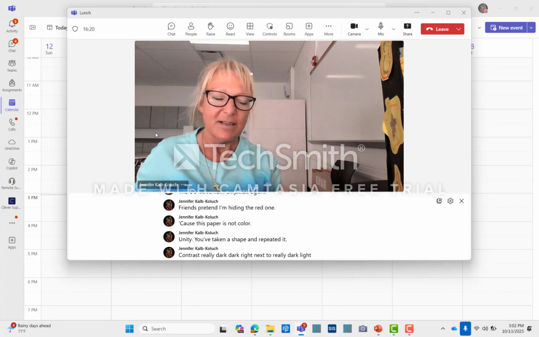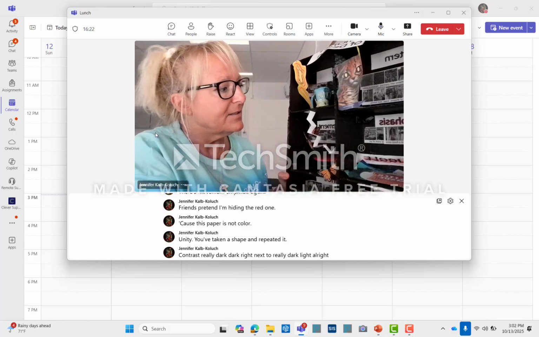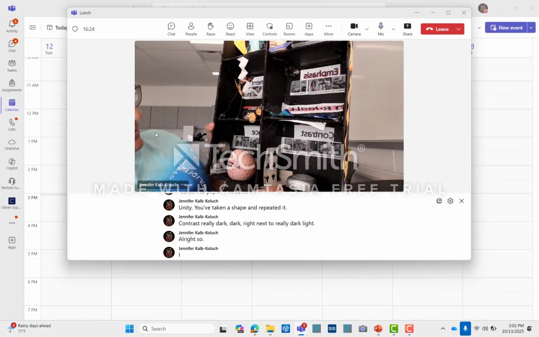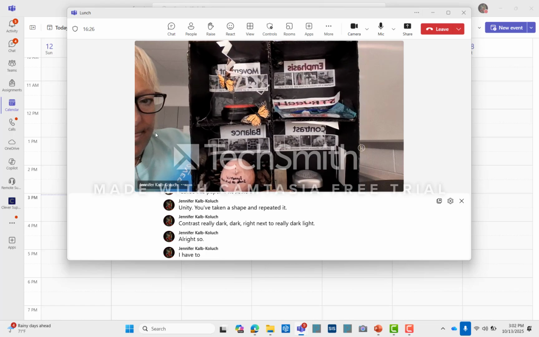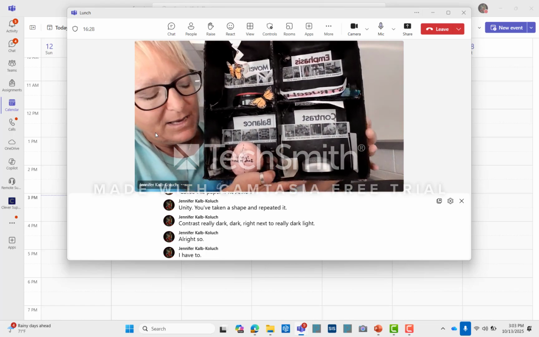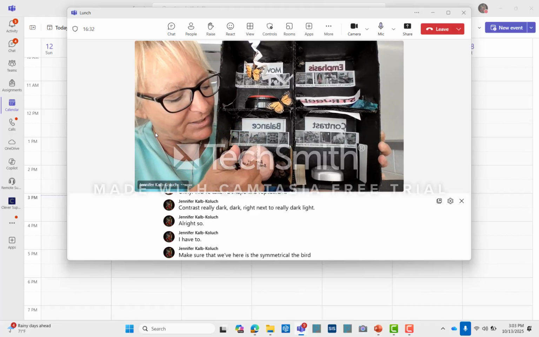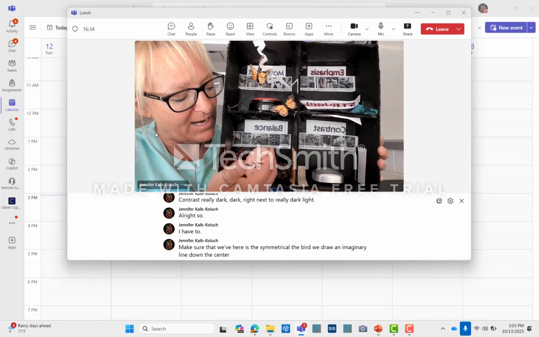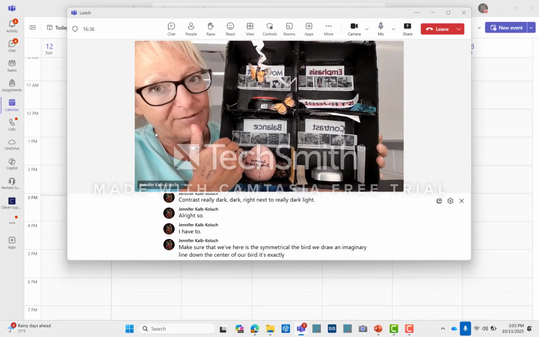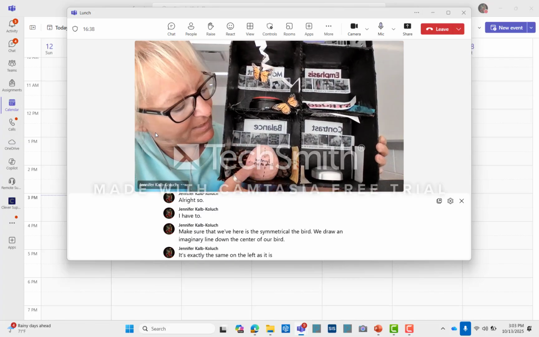All right, so I have to make sure that here is the symmetrical, the bird. We draw an imaginary line down the center of our bird. It's exactly the same on the left as it is on the right.